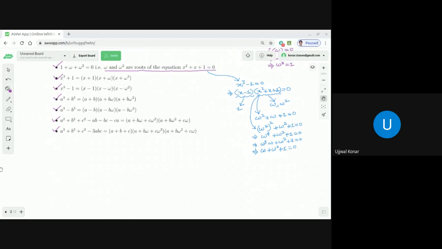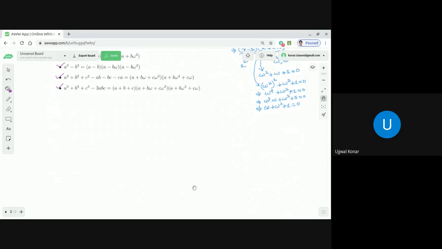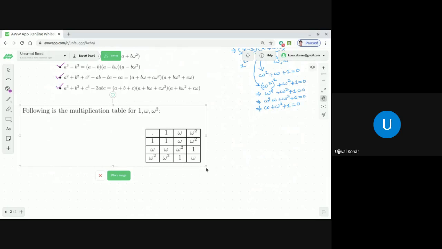As I said earlier, it is going to help you a lot in solving problems related to the cube roots of unity. Now, as long as the cube roots of unity is concerned, this is the last point. What I'm going to tell you is about the multiplication table for 1, omega and omega square.